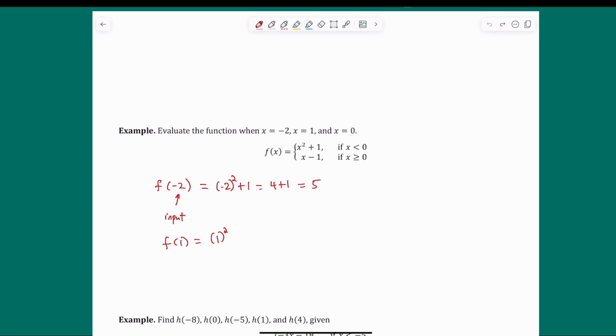Actually, I take that back. I used the wrong definition. 1 is greater than or equal to 0, so it's 1 minus 1, which is 0.